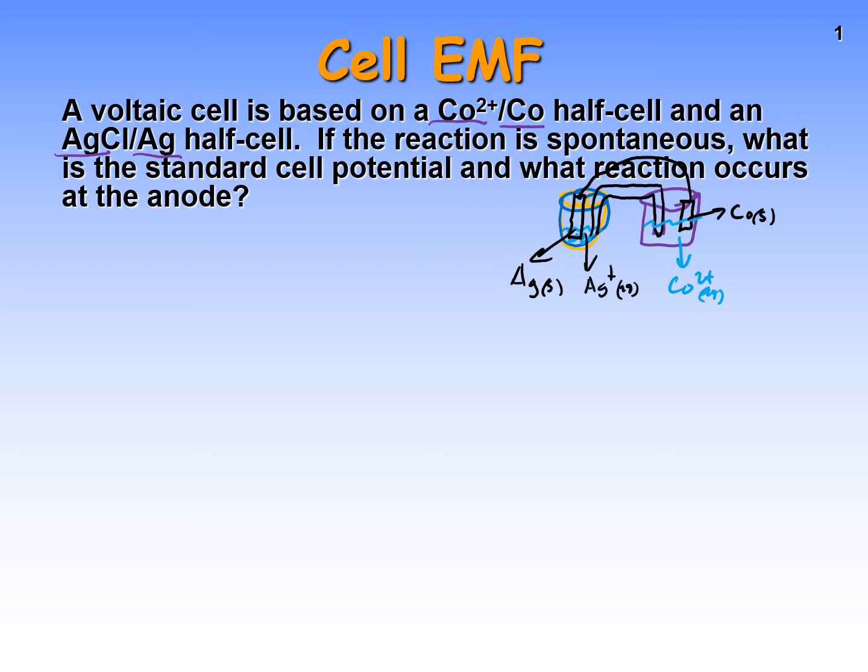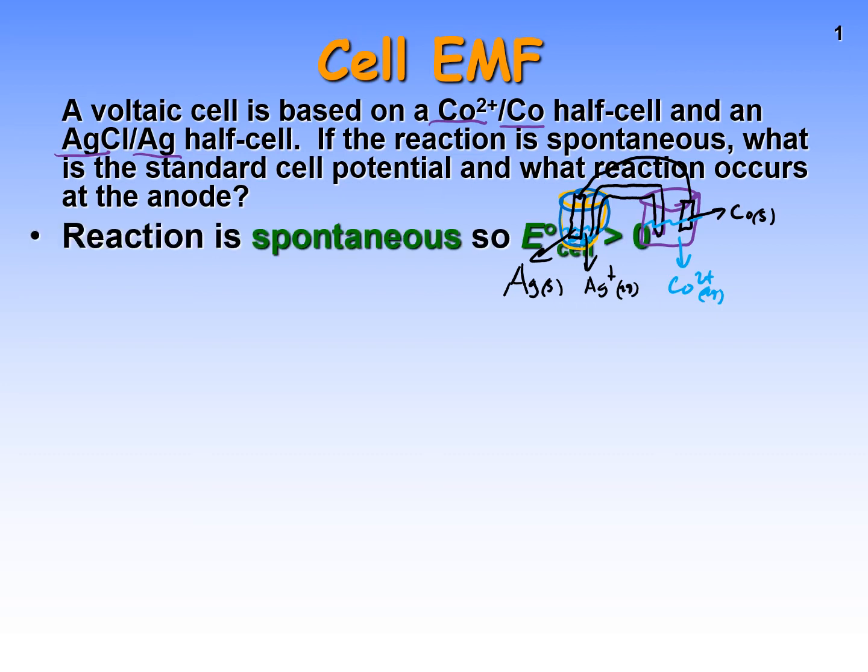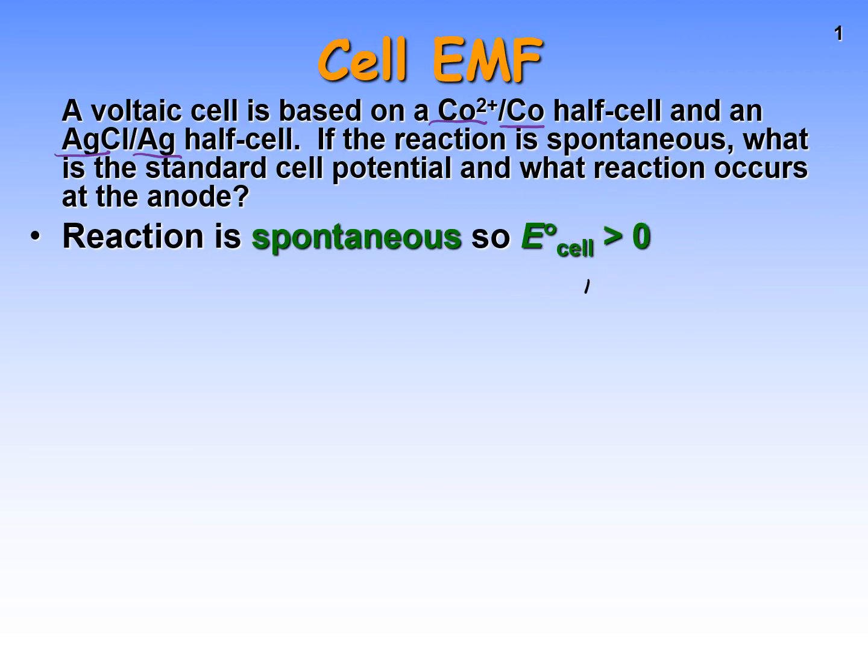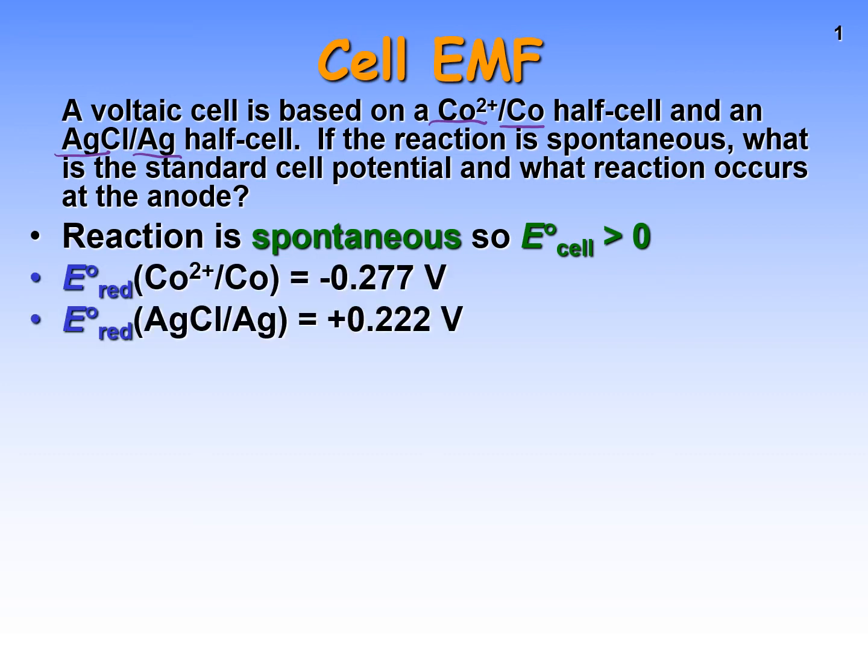We want to know which one of these cells is going to be the anode and the cathode. In order to do this, we need to know a couple pieces of information. We want the reaction to be spontaneous, so based on that, which one's the anode or the cathode, and what's our cell potential. If the reaction is spontaneous, then E naught cell must be greater than 0. So let's look up our reduction potentials for both half reactions, cobalt 2+ going to cobalt solid and Ag+ going to Ag solid, and we get these values.